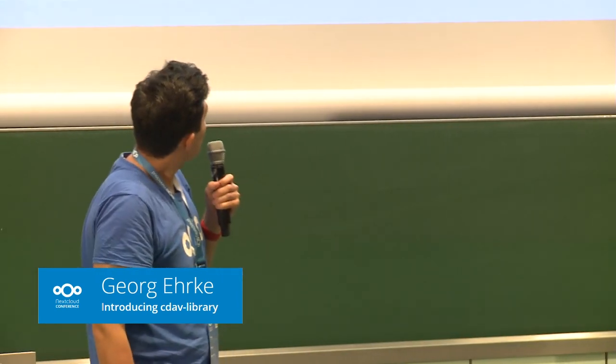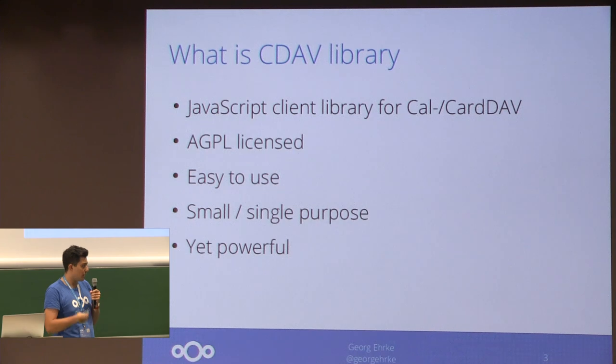So what is cdav library? It's basically a JavaScript client library for CalDAV and CardDAV, so you can easily integrate it into your app. You just have to point it to the DAV endpoint of Nextcloud, and you can easily grab all the calendars and address books of a user. This library will also be the core of the next generation contacts and calendar apps. Obviously, like everything we do at Nextcloud, it's completely open source and free software, so it's AGPL licensed.